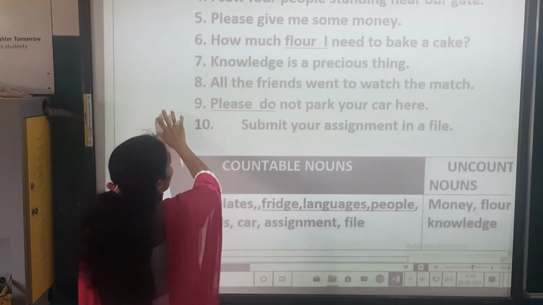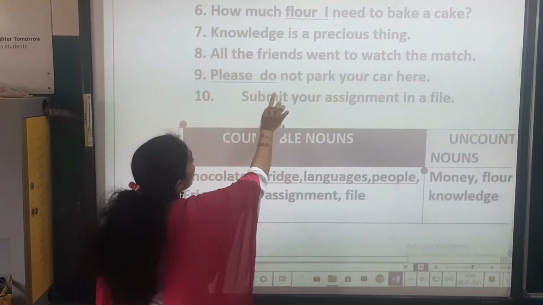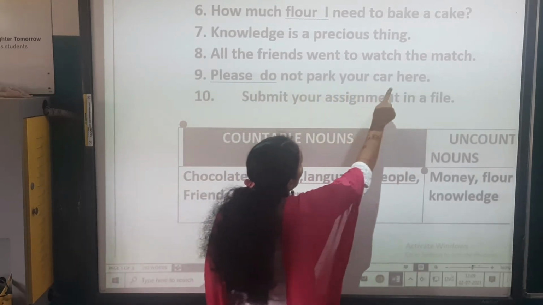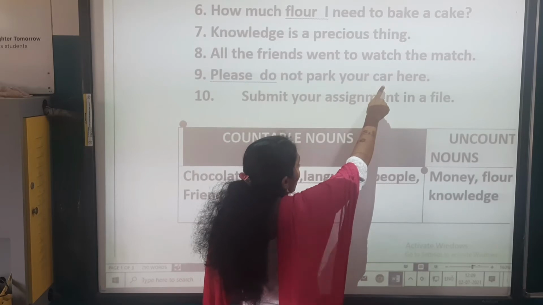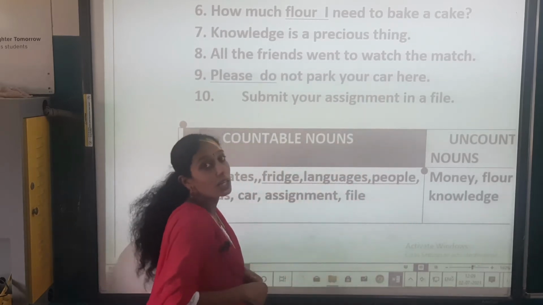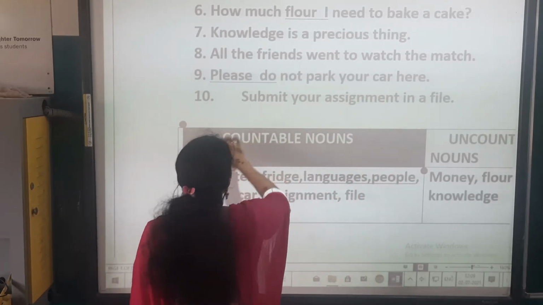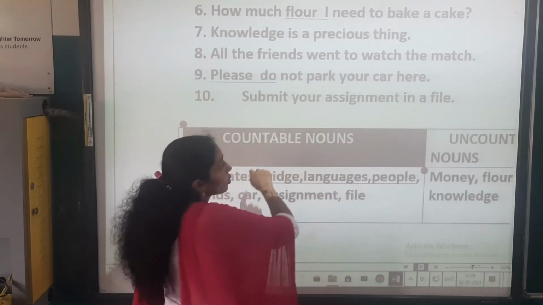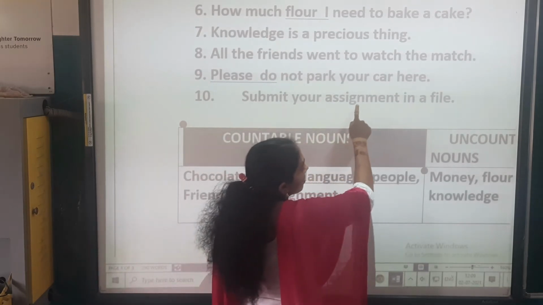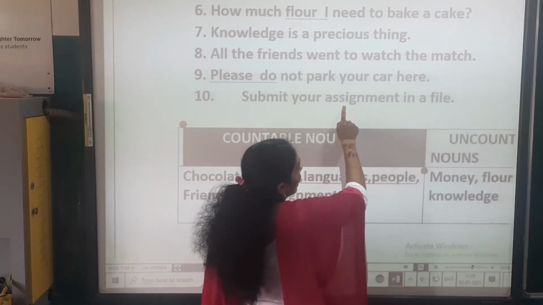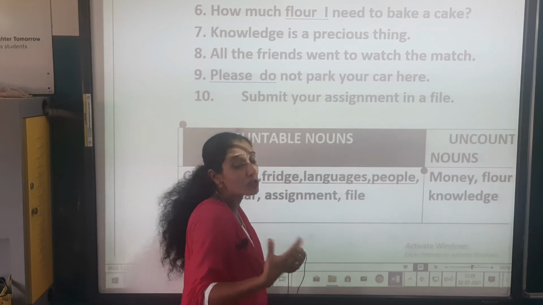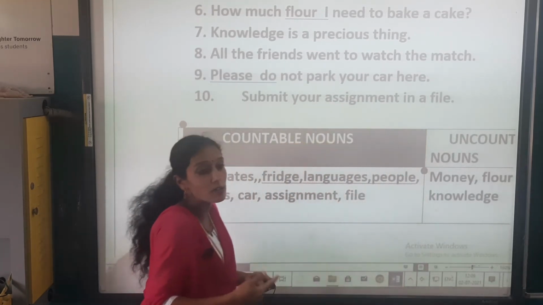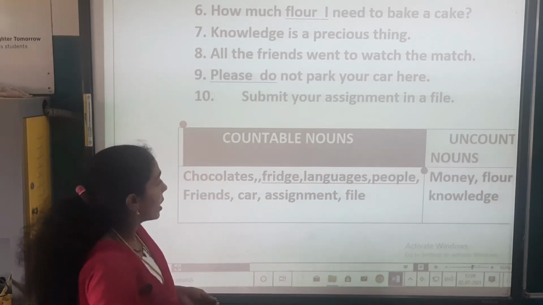Next one. Please do not park your car here. Here the noun is car. So car comes under countable noun. And the last one, submit your assignment in a file. So here the nouns are assignment and file. Assignment, you can count how many assignments you are getting. So assignment is a countable noun. A file, again file is also a countable noun.